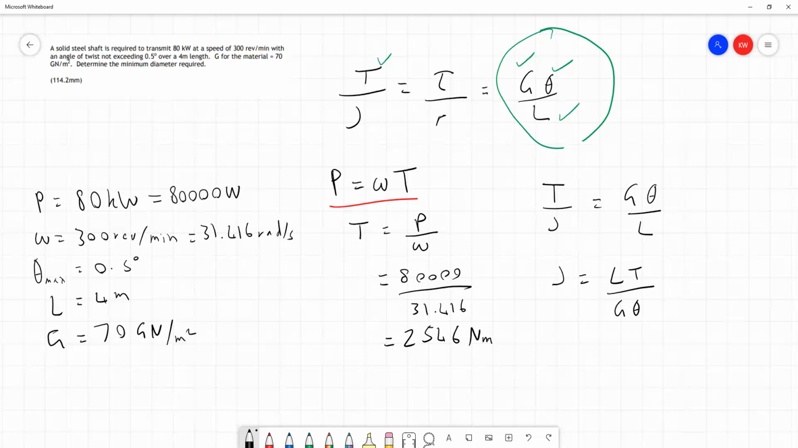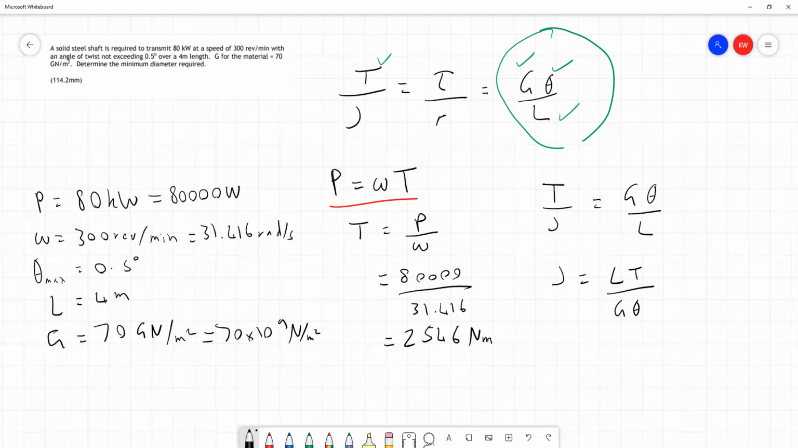Well, almost, because we need to make sure that these values too are in the correct units. So let's have a look at them. Well, L is in meters, that's what we want. That's exactly what it should be. Torque we already have in our correct units because we worked that out in the previous step in this question. But G and theta are not currently. G is in giganewtons per meter squared. Well, giganewtons are billion newtons, so that's simply 70 times 10 to the 9 newtons per meter squared.